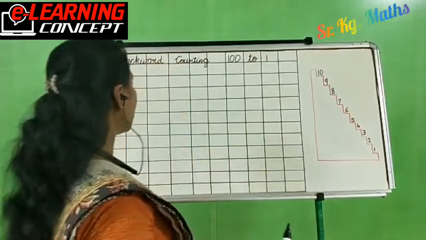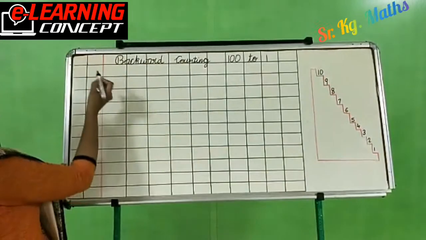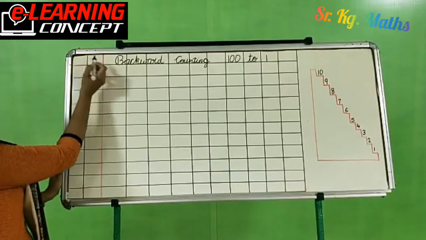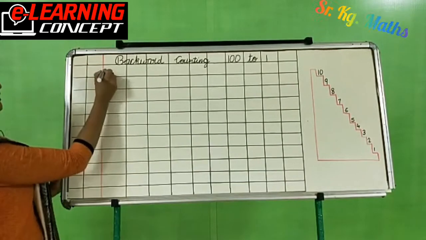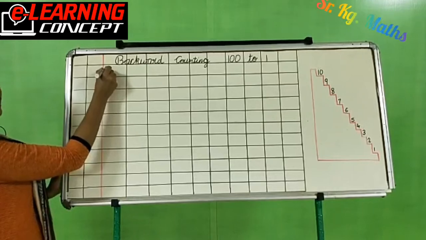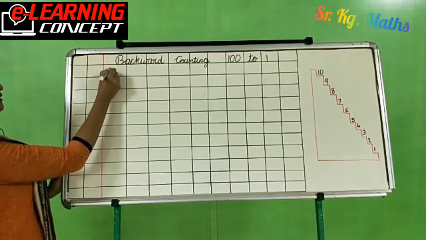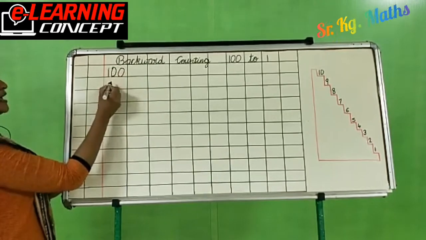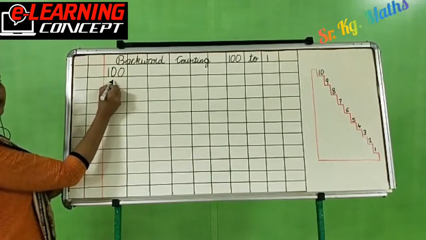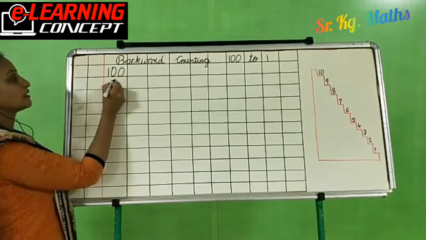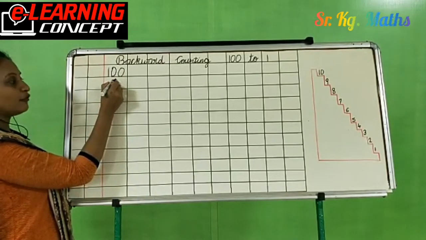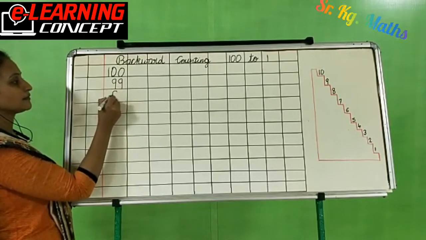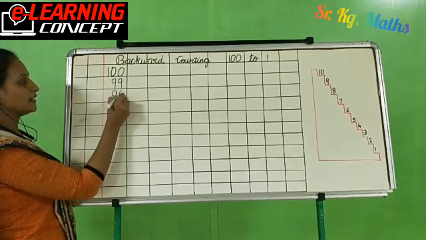Now we will start. Write down. Here write today's date. Then start with me. The biggest number is 1, 0, 0, 100. Then we will write hundreds before the number. 9, 9, 99. 9, 8, 98.